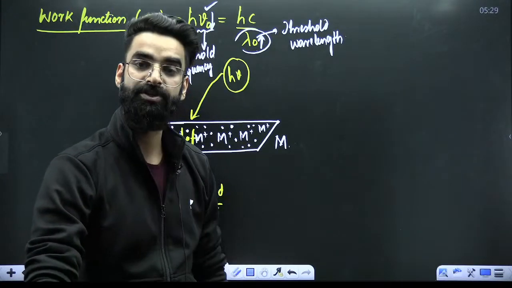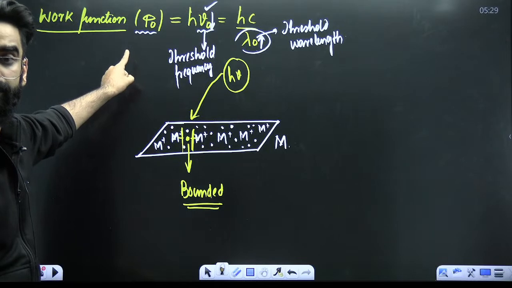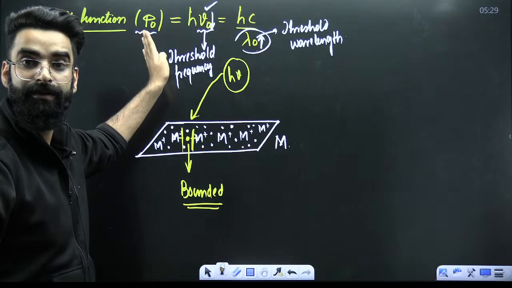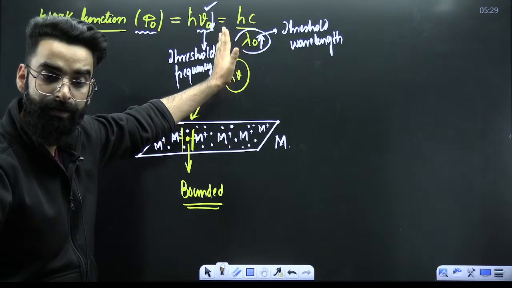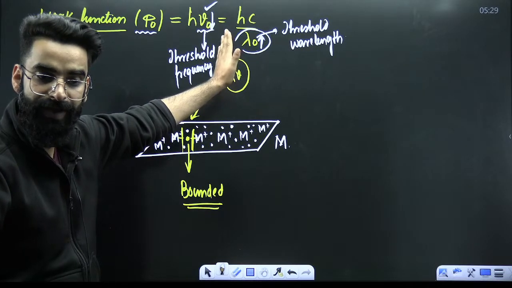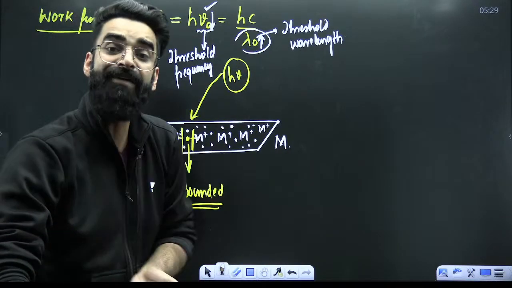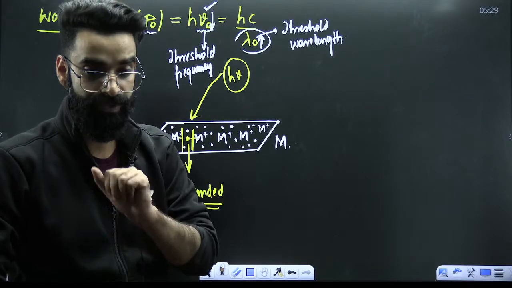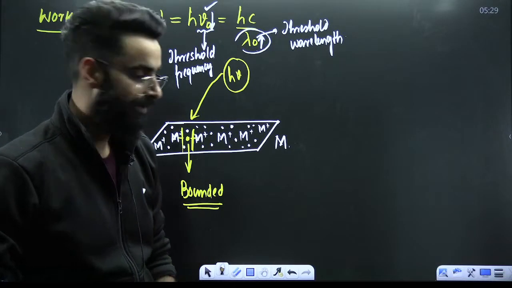So I got three terminologies over here. Threshold energy, which is what you call work function. How do you define it? The minimum energy required to take the electron out from the surface of the matter. Threshold frequency is the minimum frequency required to take the electron out. Lambda naught is the maximum wavelength required to take the electron out from the surface of the matter. So three new terms here. Right, people? Is it clear?